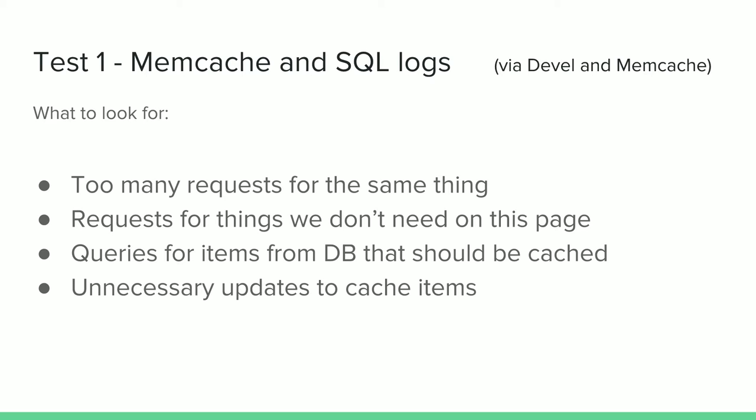We want to look for database queries for items that should be cached. So if this isn't a cold cache request, like if you've already got your caches warmed up, then what you want to make sure is that everything that should be getting cached is. And you don't want to see any database queries that are going for example, for product information, like a product entity, because that should have already been cached. And we also want to look for unnecessary updates to cache items. So are we seeing cache sets on page refreshes? So the caches have already been set, but we're seeing them happen again and again, and for some reason not get used.